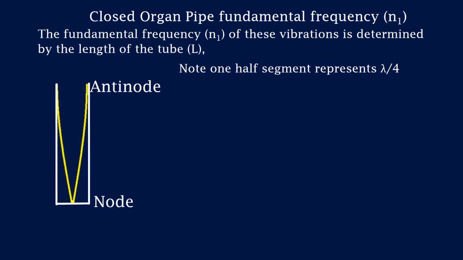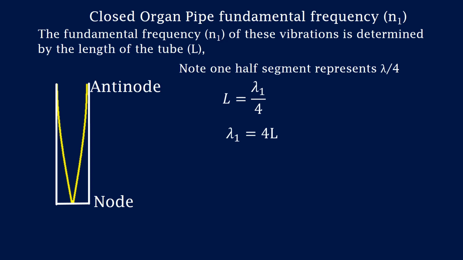In a closed organ pipe, when air is blown lightly at the open end, the air column vibrates in its fundamental mode. The mode features a node at the closed end and an antinode at the open end. The fundamental frequency of one of these vibrations is determined by the length of the tube L. L is equal to lambda 1 upon 4. Note, one half segment represents lambda by 4. Therefore, lambda 1 is equal to 4L.